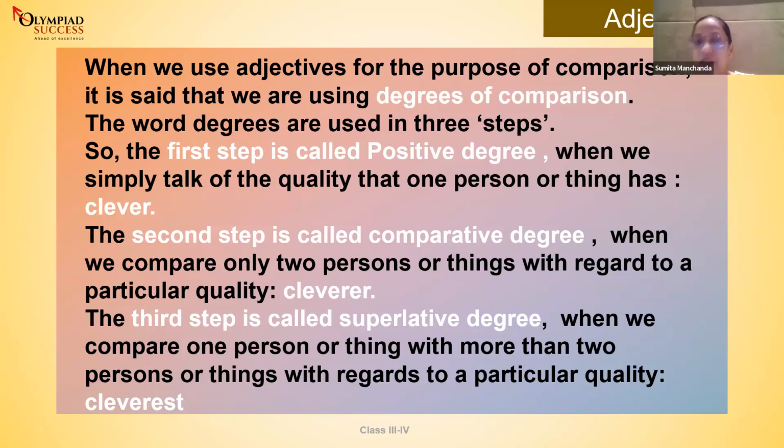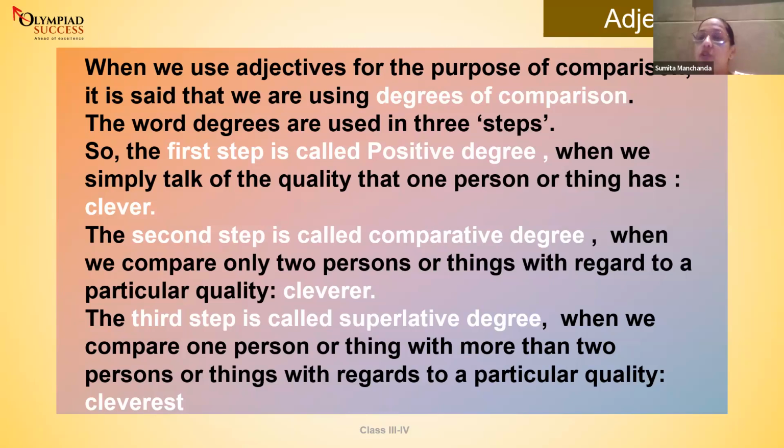I'm saying cleverer. So children, when we talk about comparative, we use ER at the end of the word. Now see, clever first I use alone. Then I added ER to the word, cleverer. So ER will be added to comparative degree.